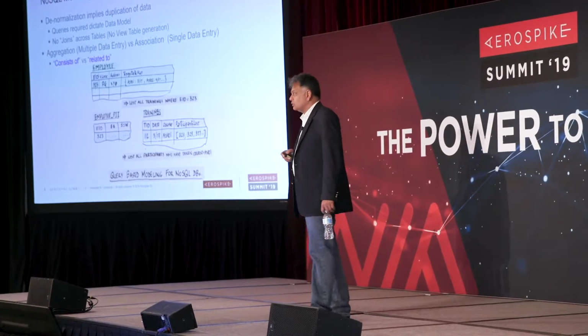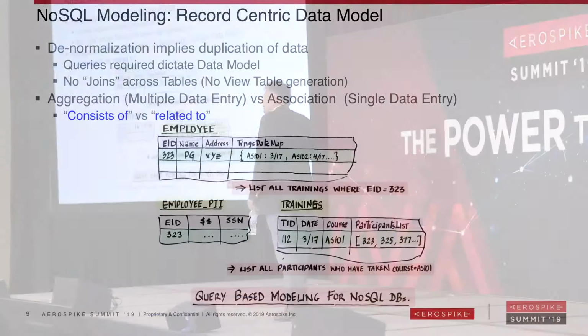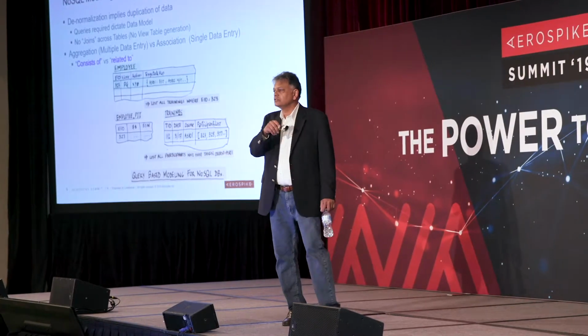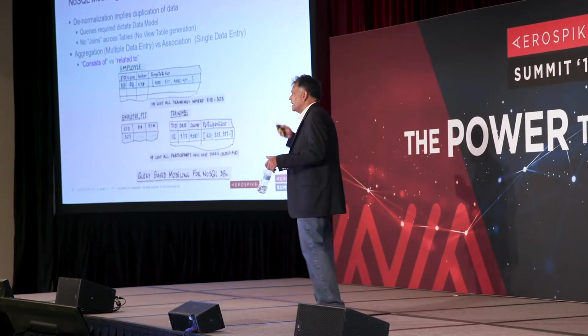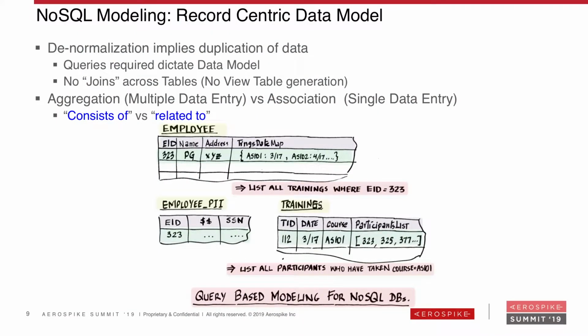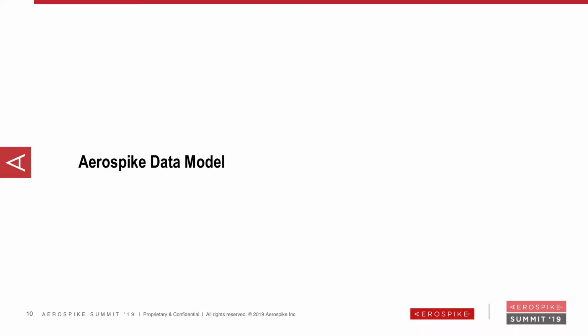When you go to the NoSQL world, in a record-centric model, encapsulation is the theme. You are putting all the data that you need for your query in a single record. So with that, you design your data model based on the queries you want to run. So that is the fundamental thinking difference when you go to a record-centric data model. Now, even though we are record-centric, we are strongly consistent, right? So let's look at our data model.